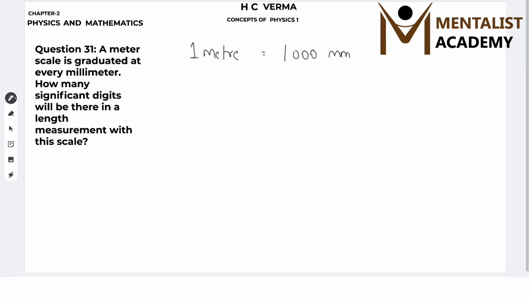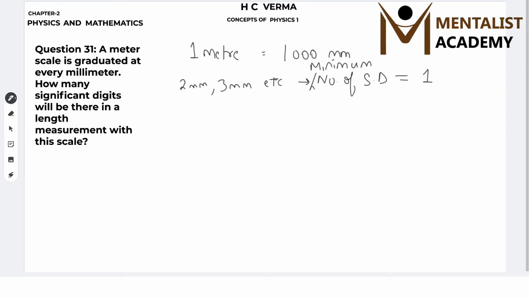So therefore, when we are making measurements like 2 mm, 3 mm, etc., in that case, the number of significant digits would be equal to 1. So this is the minimum number of significant digits.